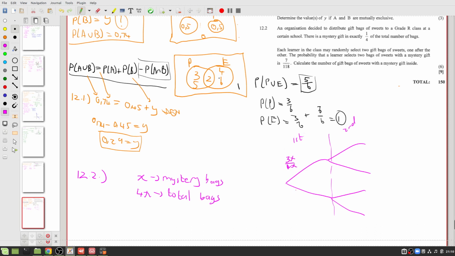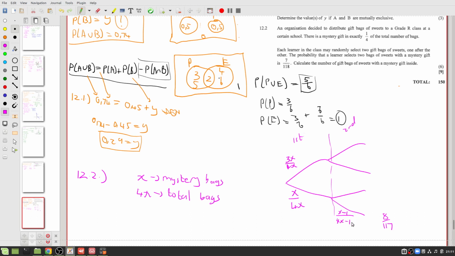We care about this. X out of the 4x bags will contain the mystery sweet, or will be a mystery bag. Now, we know that the probability of selecting both mystery bags is 8 over 117. So we want to find this other branch as well. So now the learner selected one mystery bag, so now there's one less mystery bag to choose. So x minus 1. And there's 4x minus 1, one less total bag, so 4x minus 1 here.